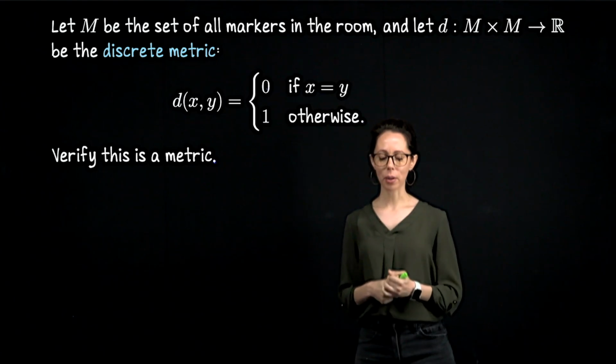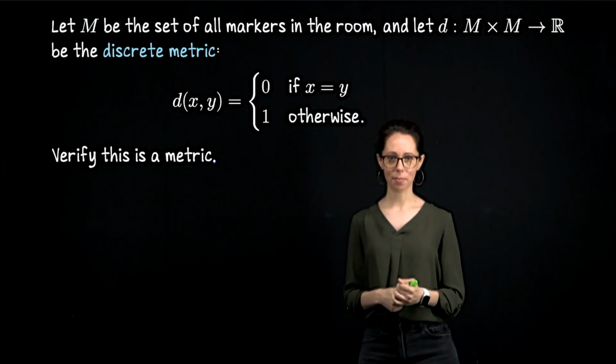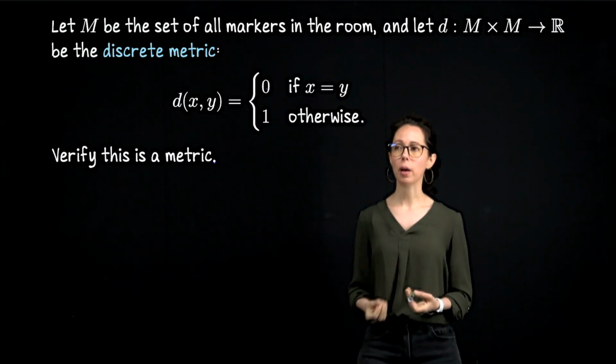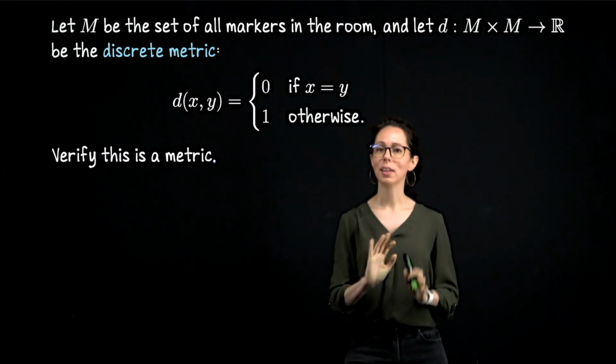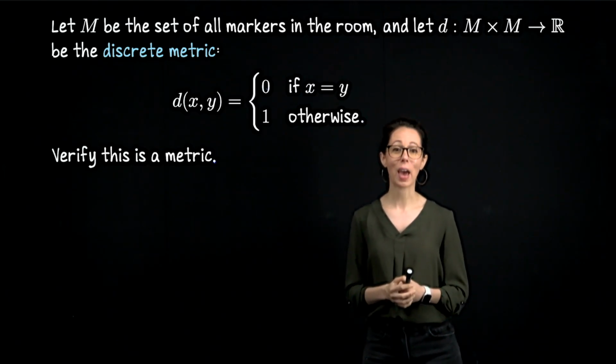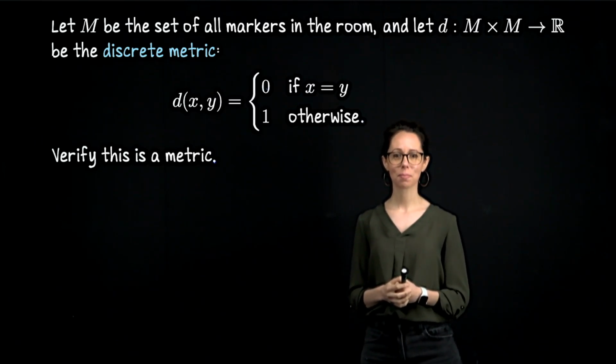Okay, the first property we need to check is positivity. This function only has 2 possible outputs, 0 and 1. Neither is negative, so by construction, we have positivity for this function.